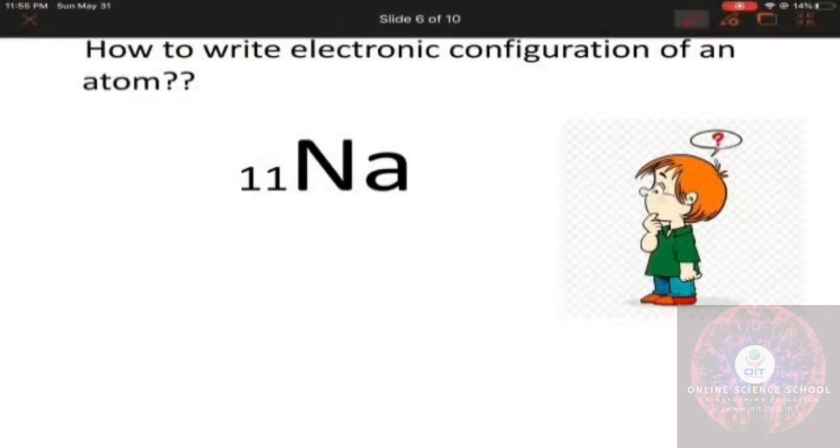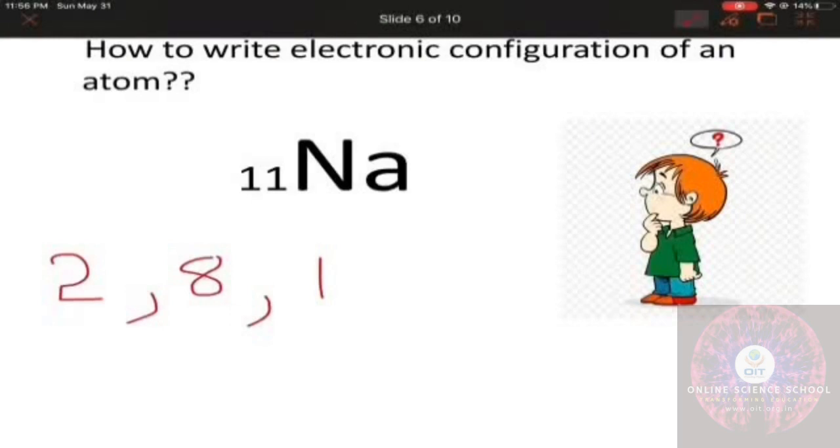the first shell, K shell, can accommodate maximum 2 electrons. So, the first shell, K shell, accommodates 2 electrons. The L shell, 8 electrons, and the remaining 1 electron enters into the M shell. So, the electronic configuration is 2, 8, 1.